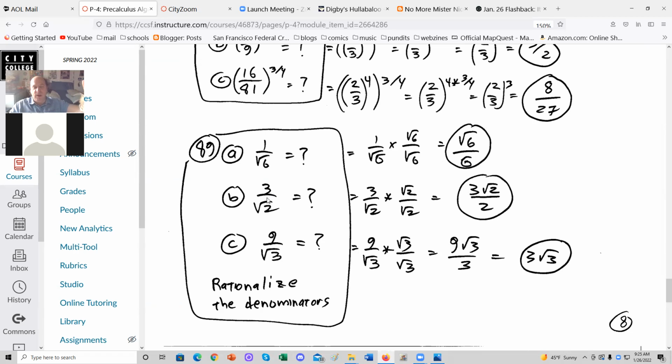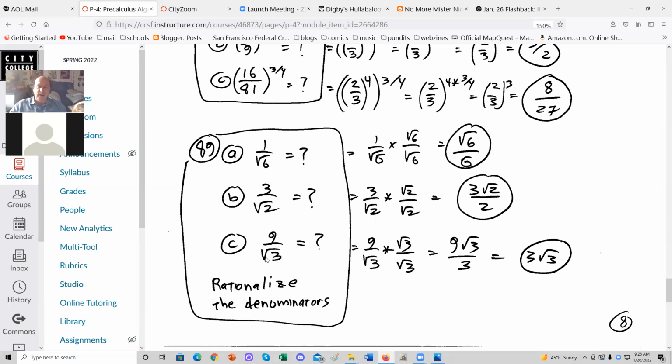3 over root 2. We have this pesky root 2 in the denominator. We can get rid of it by multiplying the whole thing by root 2 over root 2, which again just equals 1. And in the numerator, I get 3 root 2, and root 2 times root 2 is 2. So 3 root 2 divided by 2.